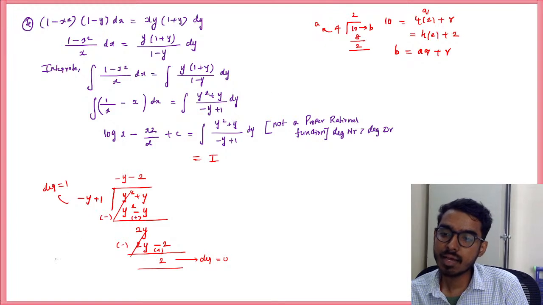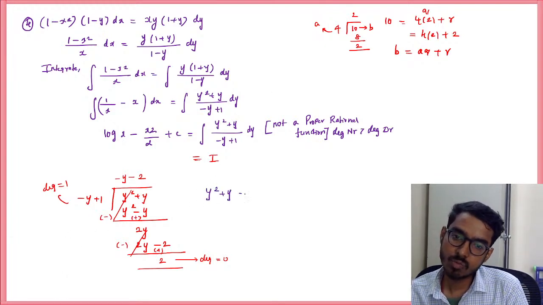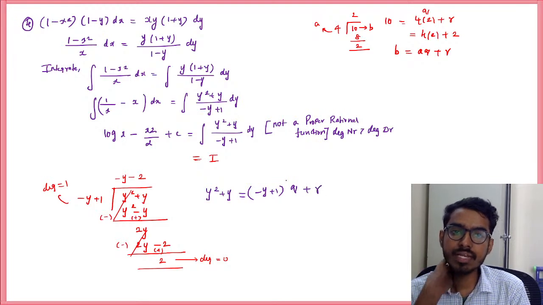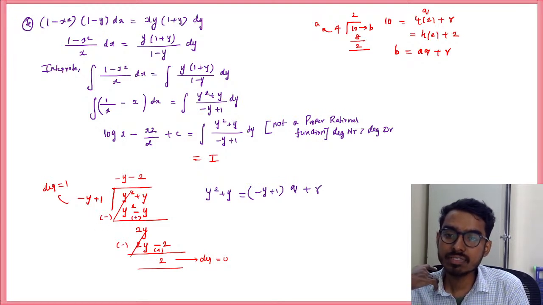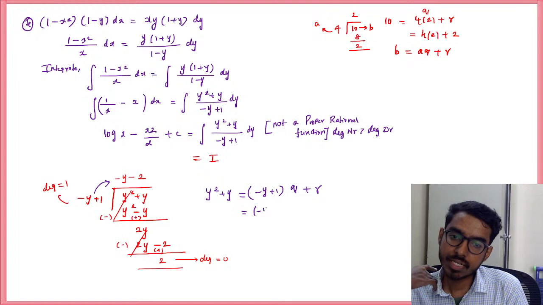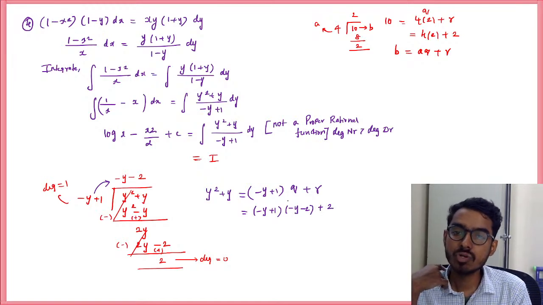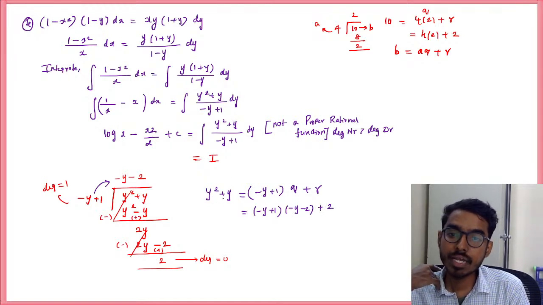So similarly, y square plus y can be written as minus y plus 1 into quotient plus remainder, right? So you just see which number is inside, that is equal to this into quotient plus remainder. So what is the quotient here? Quotient is minus y minus 2, remainder is 2, right? That means I can write y square plus y like this, right?